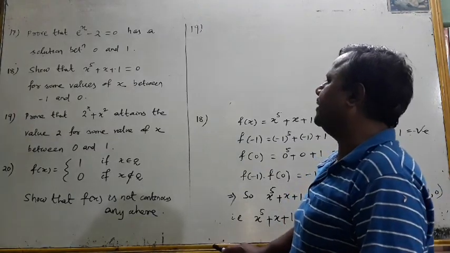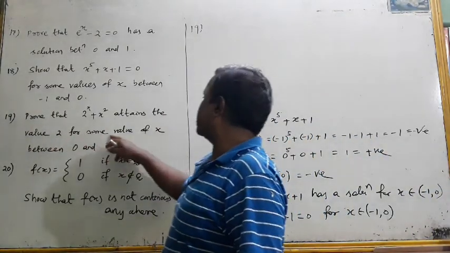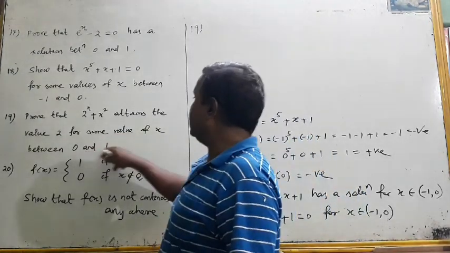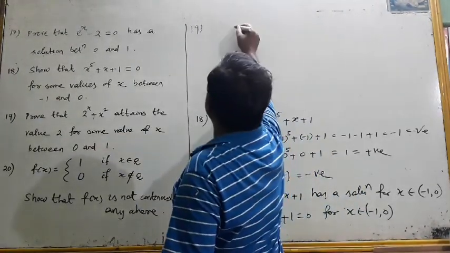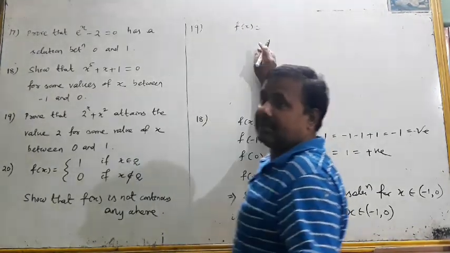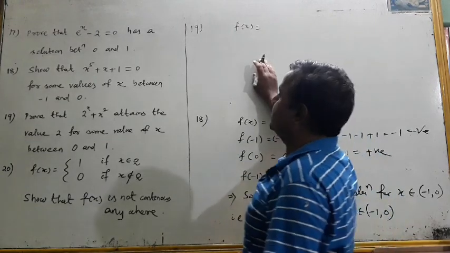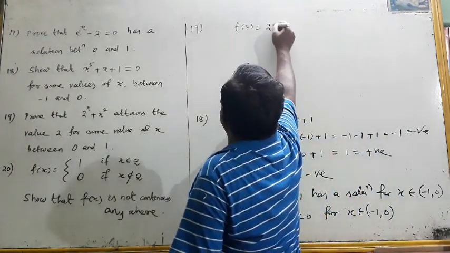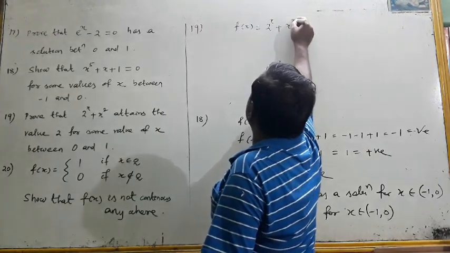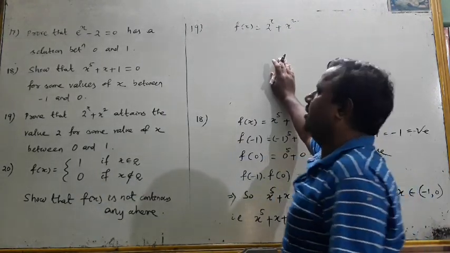Now number 19. To prove that this attains the value 2 for some value of x between 0 and 1. Suppose, very simple problem, very simple. And perhaps a 3 marks question or 4 marks question will come on this problem. It is newly introduced in both CBSE and CHSE syllabus.